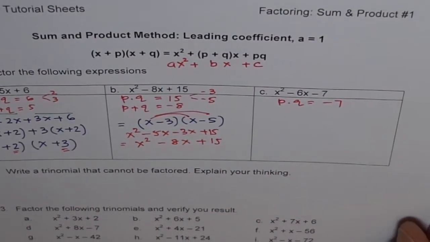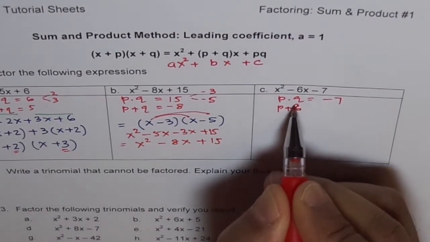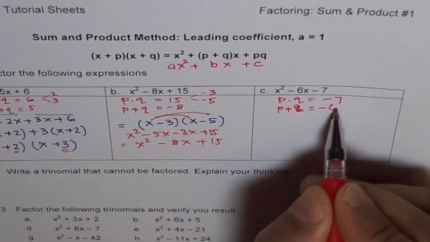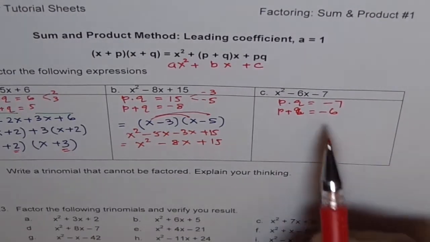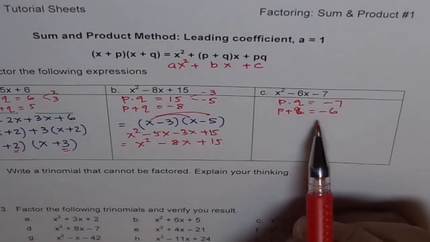And what should be P plus Q? Yes, P plus Q is how much? Minus 6. This time we are looking for two numbers whose product is negative, so their signs have to be opposite. And when you add them, you get negative. That means the bigger number is negative.